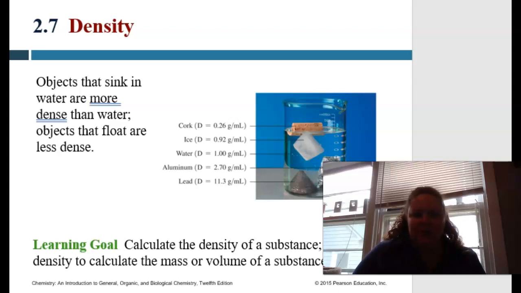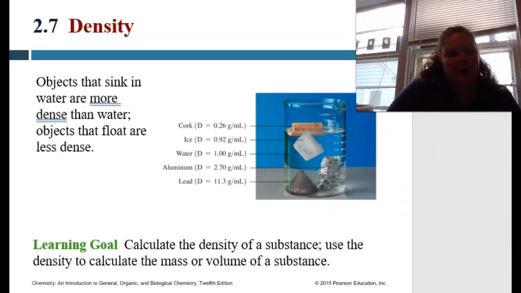Okay, wrapping up chapter 2. We have one more video after this for the first unit. All right, so this is talking about density.